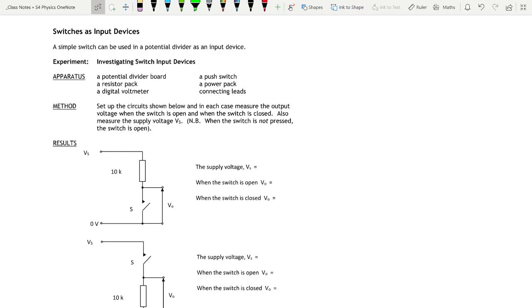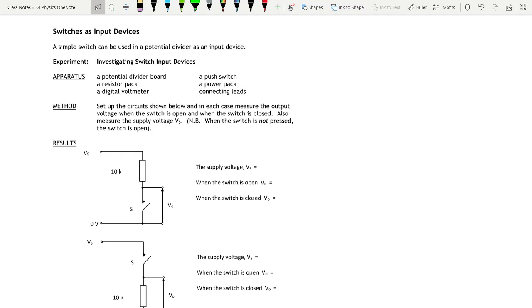Okay, so if a switch is open or off, then you've just got a break in the circuit. So you've got really, really high resistance and nothing can flow through it. If a switch is closed, then it's basically just like another wire. Okay, so very, very low resistance. So this experiment, again, I'll show you a video of this experiment.